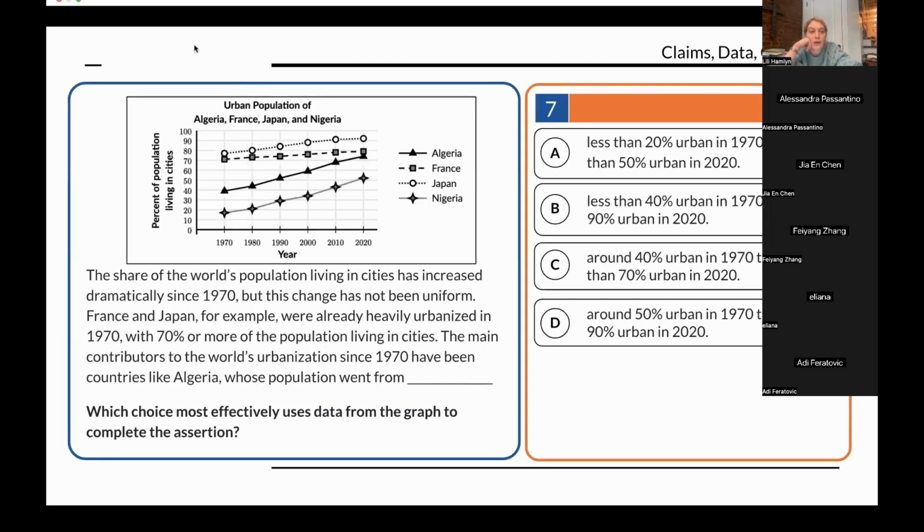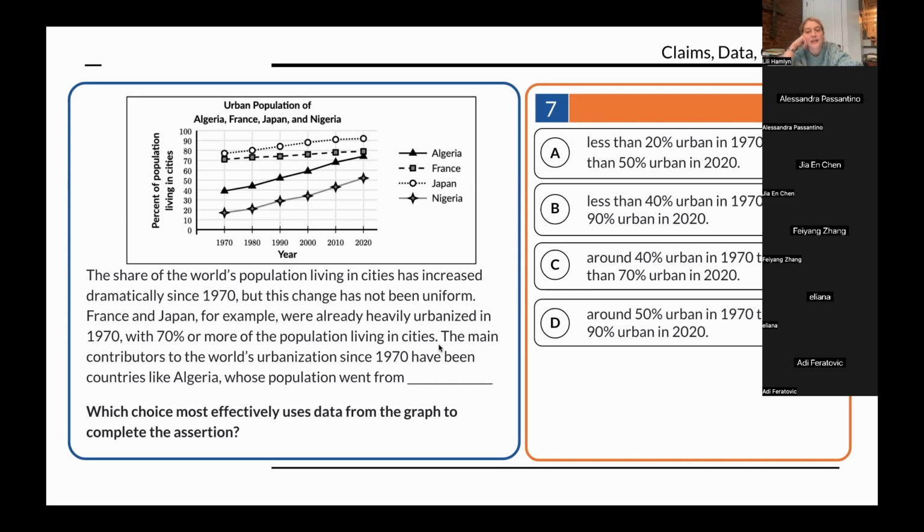So we can do one quick one here, even though I know a lot of us have done this before. In this one, we look at the title and the key. It's the urban population of Algeria, France, Japan, and Nigeria. We can see which line is which. Then we read these axes. It's the percentage living in cities and the year.